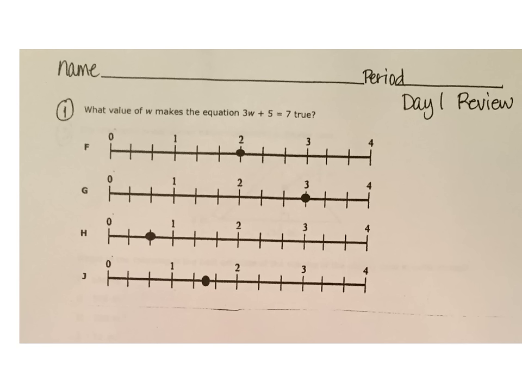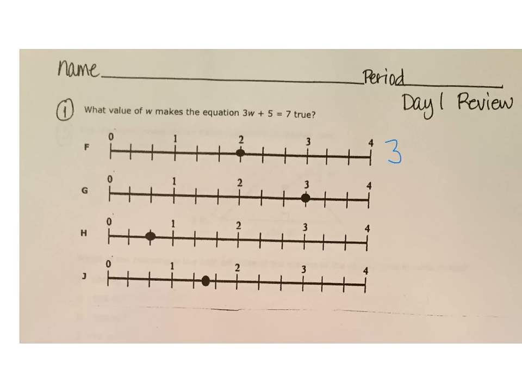This is day 1 review for STAAR problem number 1. What value of W makes the equation 3W + 5 = 7 true? So which one of these answers is going to make the equation true? I would first begin by solving the equation.